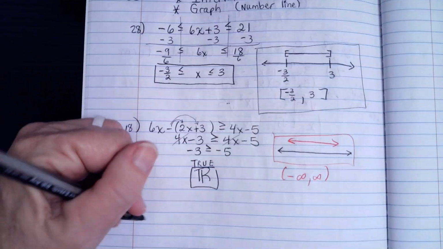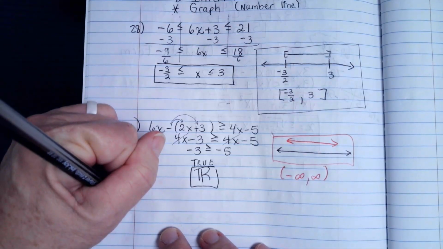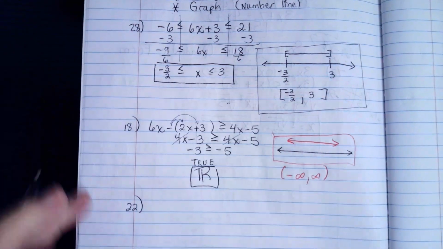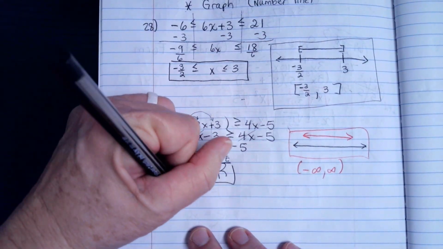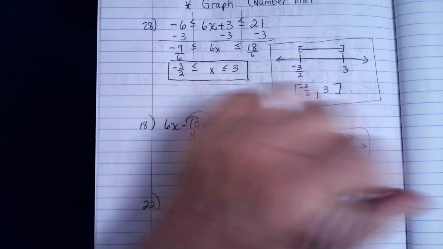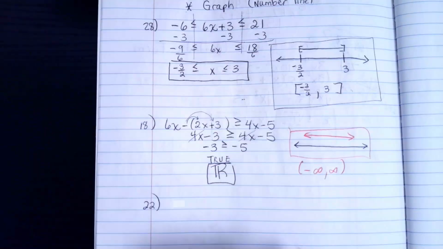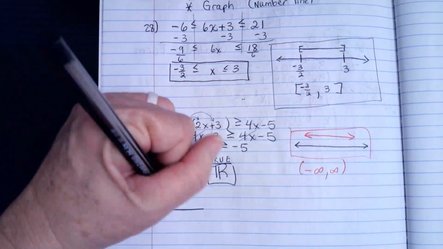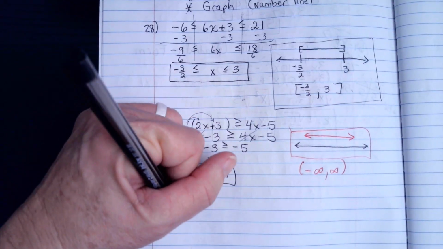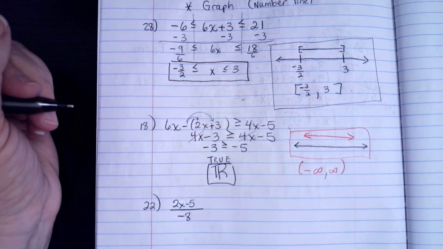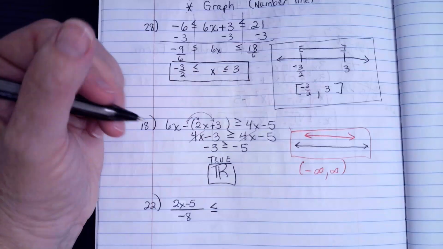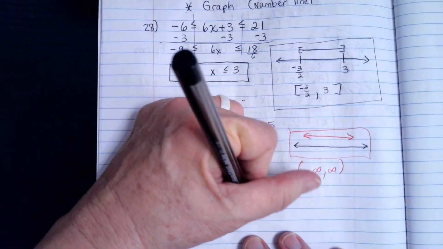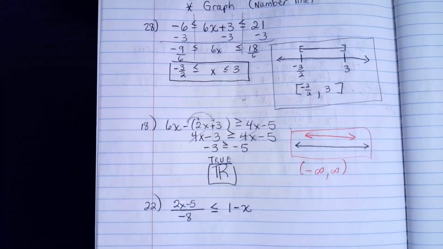So moving on to number 22. All right, number 22 has a fraction. Here's what it looks like on the left. In the numerator, we've got 2x minus 5 over negative 8, which is less than or equal to, and on the other side, we have 1 minus x, which is not a fraction at all.